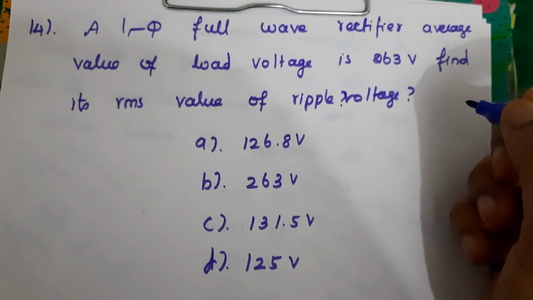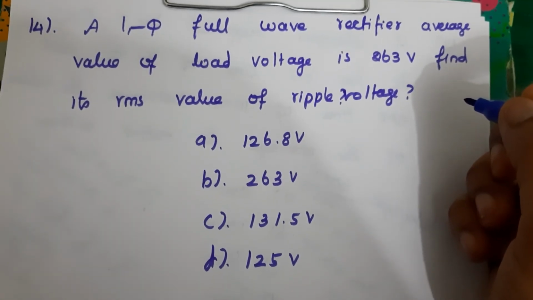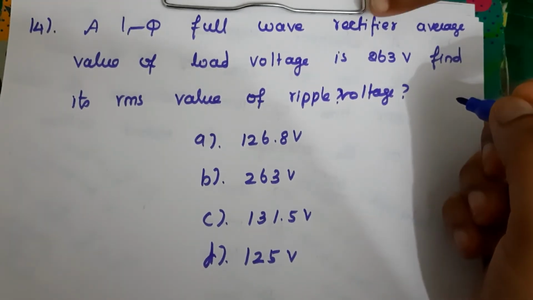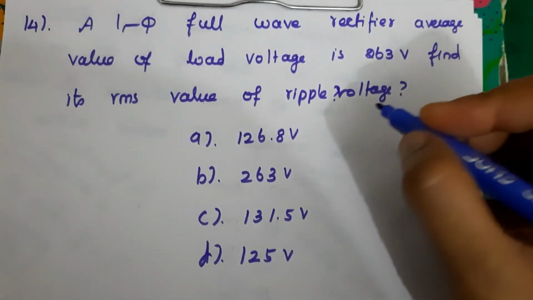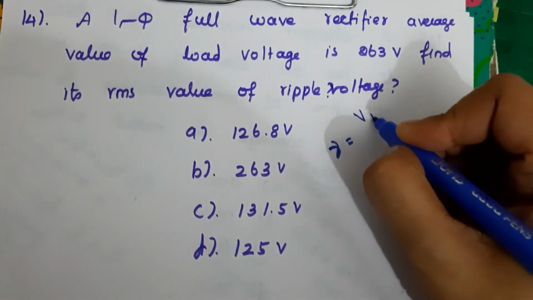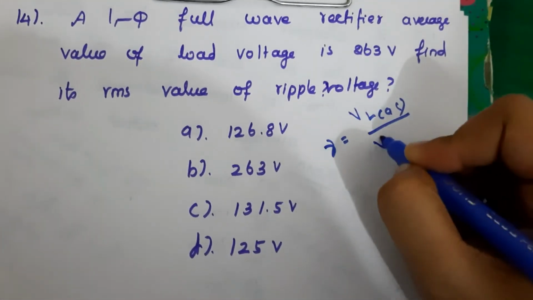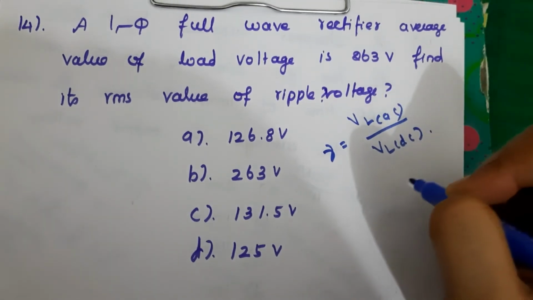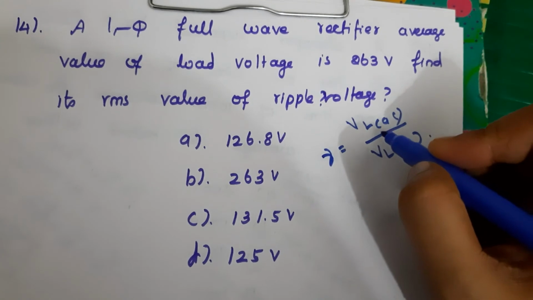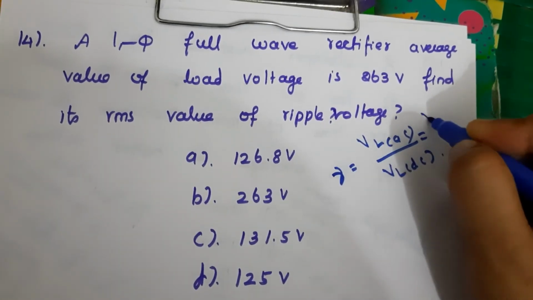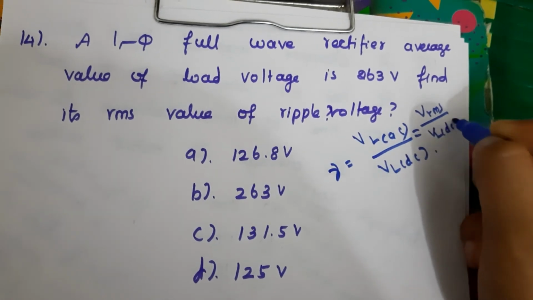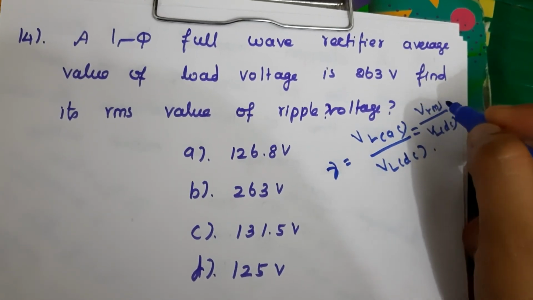14th question. In a single phase full wave rectifier, the average value of the load voltage is 263 volt. Find the RMS value of the ripple voltage. And we know the formula: ripple factor is equal to VAC divided by VL of DC. So here the load voltage value VL is the VLDC value, and now we have to find this VRMS value.